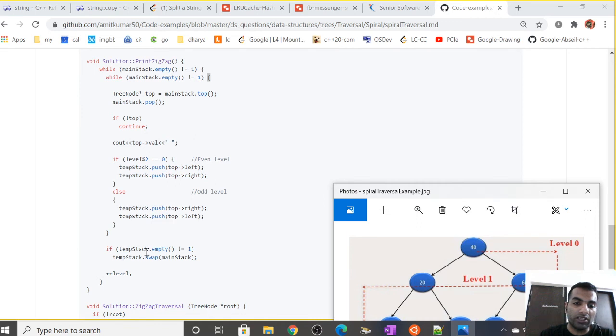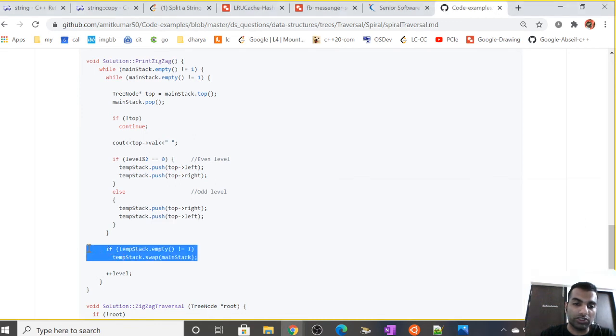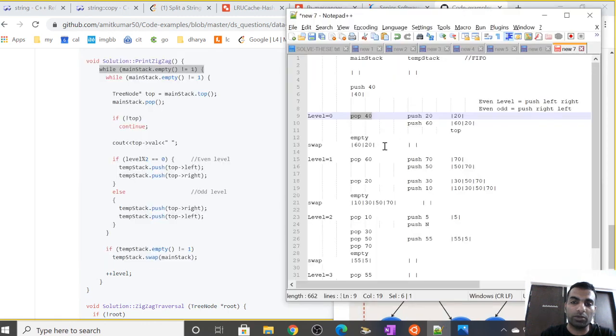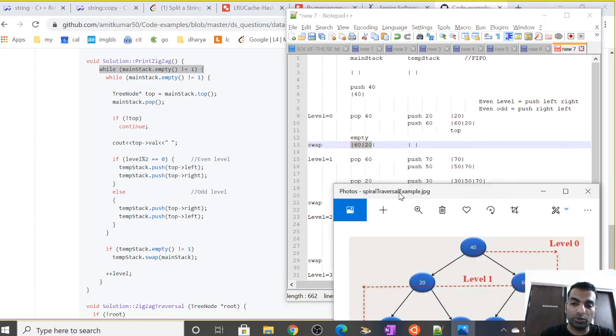Now when the main stack becomes empty, we have to swap. So this checks that if the temporary stack is not empty, we are going to swap, and we are going to do a level up. Now on level up, we are again going into the outer main loop. Since we have swapped, the main stack contains the two entries, that is 60 and 20. So now we are at level 1, that is the odd level. We will push right and left.